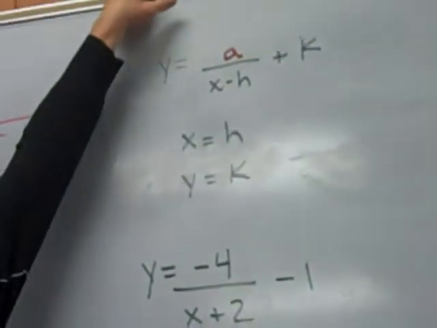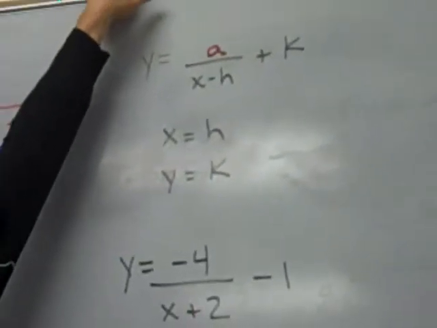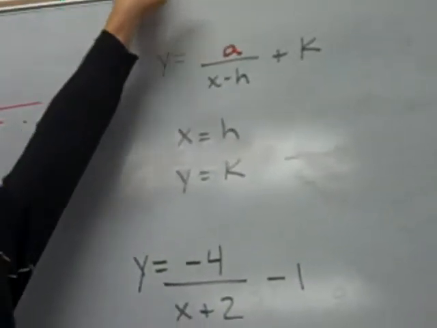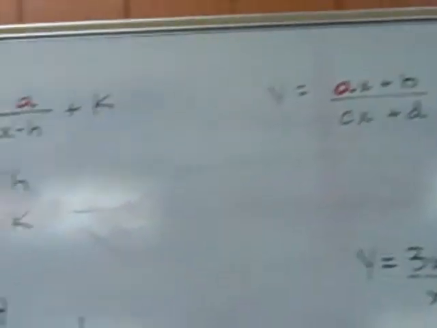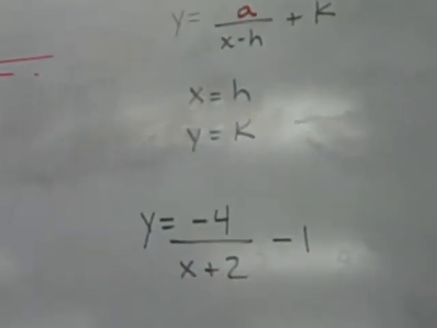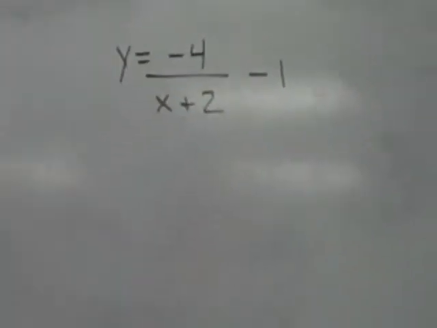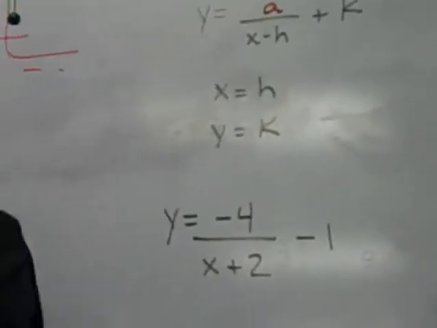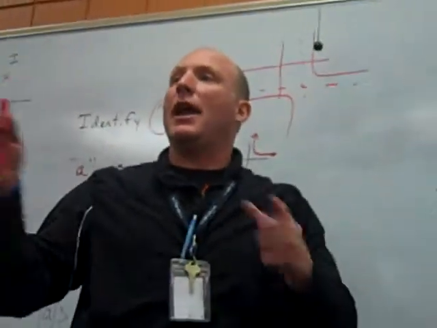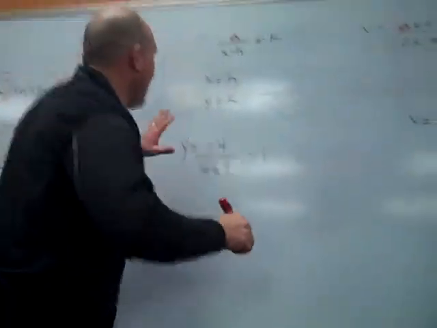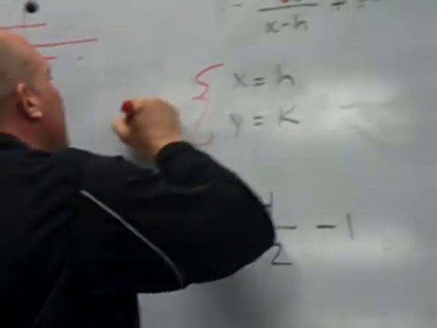This is the Turna rational function. And this is the Paige function. Okay, so here's your asymptotes right here.